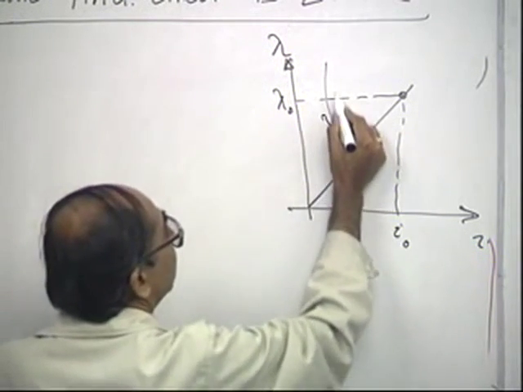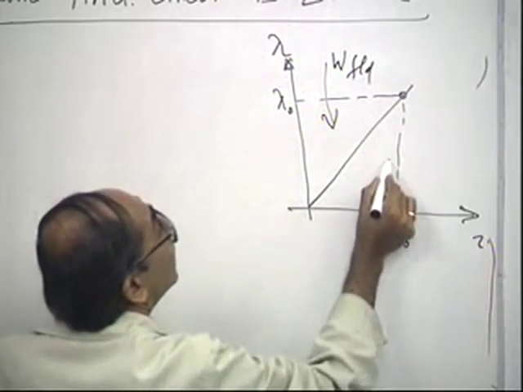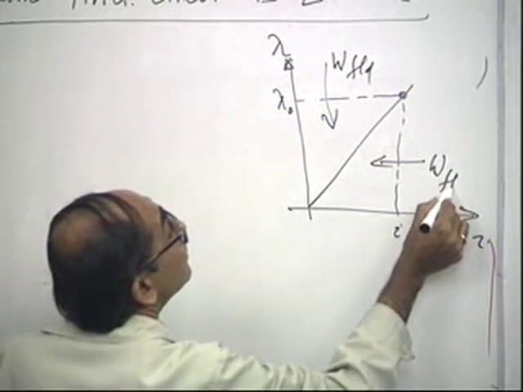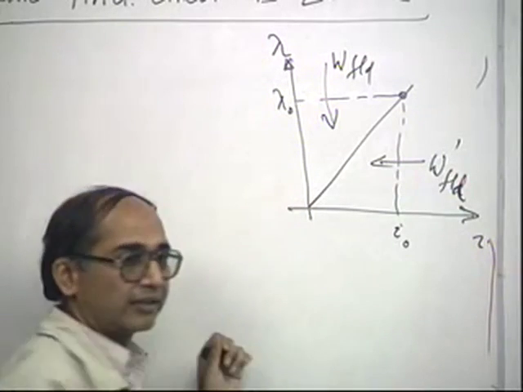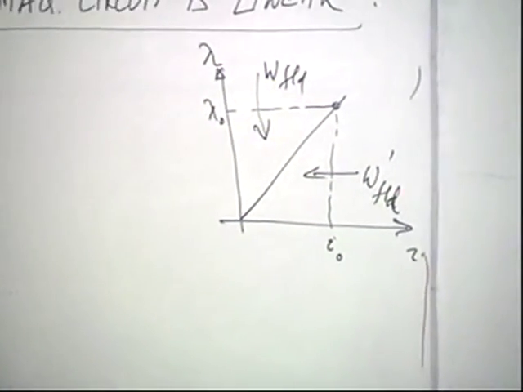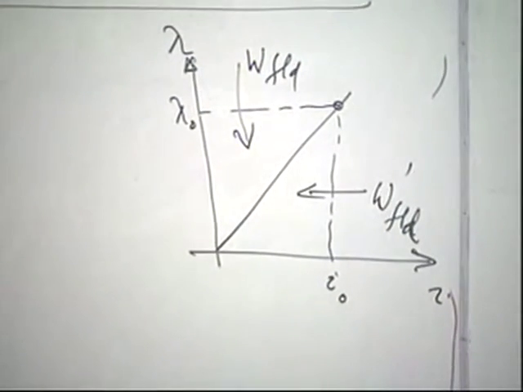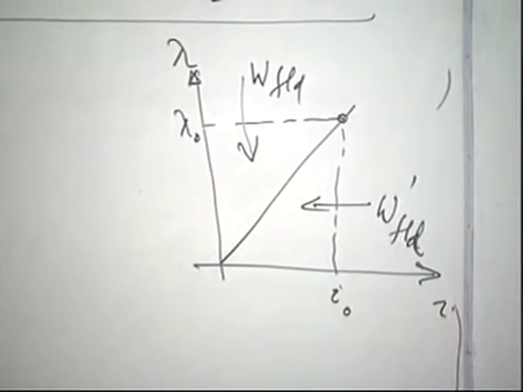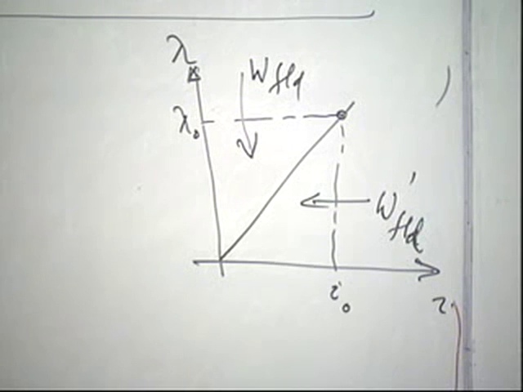So this is W field and this is W field dash, isn't it? So what is it? Depending on the slope, will it be the same? If the slope is A, then half A, W field dash will be half. It will only be equal depending on the slope. Is it true?